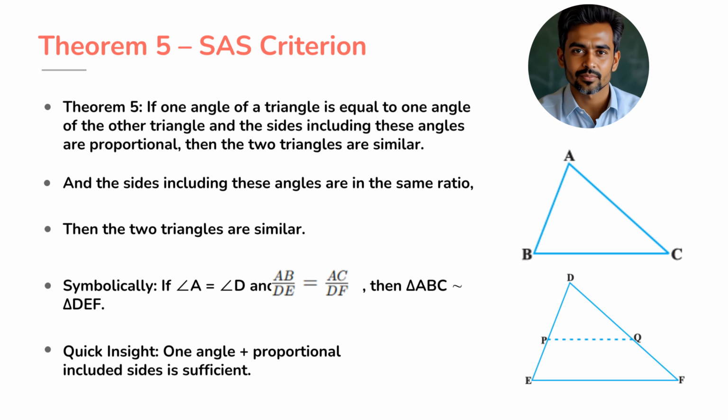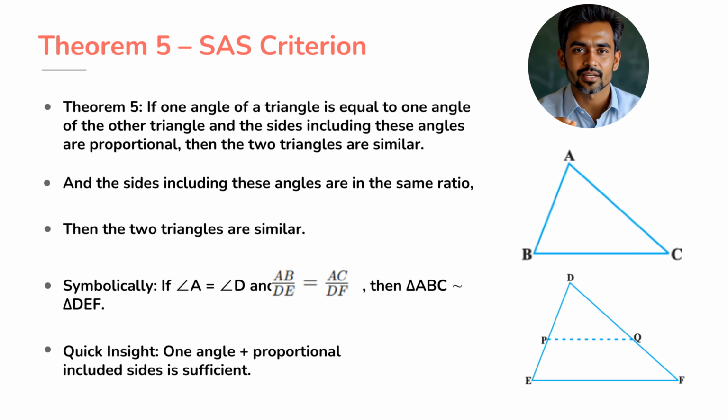Let's break this down. Imagine we have two triangles, triangle ABC and triangle DEF. If the angle at A is equal to the angle at D, and the ratio of the corresponding sides, side AB to side DE and side AC to side DF, are the same, then we know these two triangles are similar. This means their corresponding angles will be equal and their shapes are essentially identical. Mathematically, this can be written as: if angle A equals angle D and the ratio of AB to DE equals the ratio of AC to DF, then we can say that triangle ABC is similar to triangle DEF.